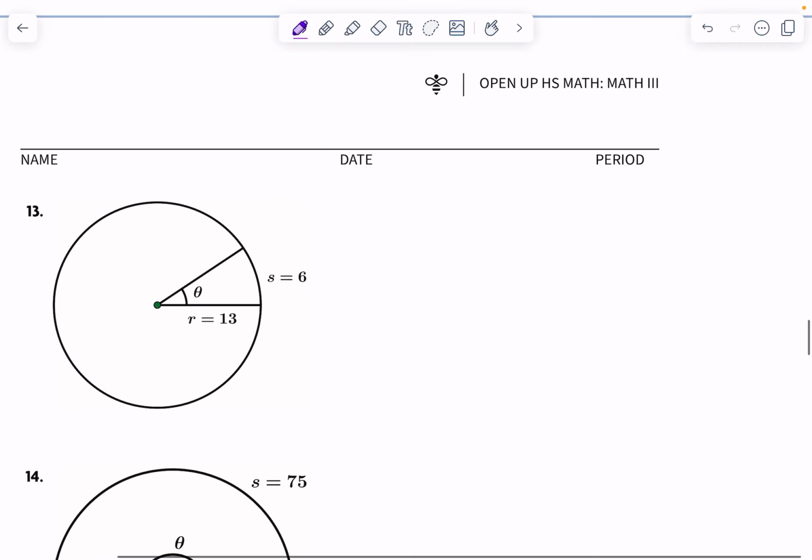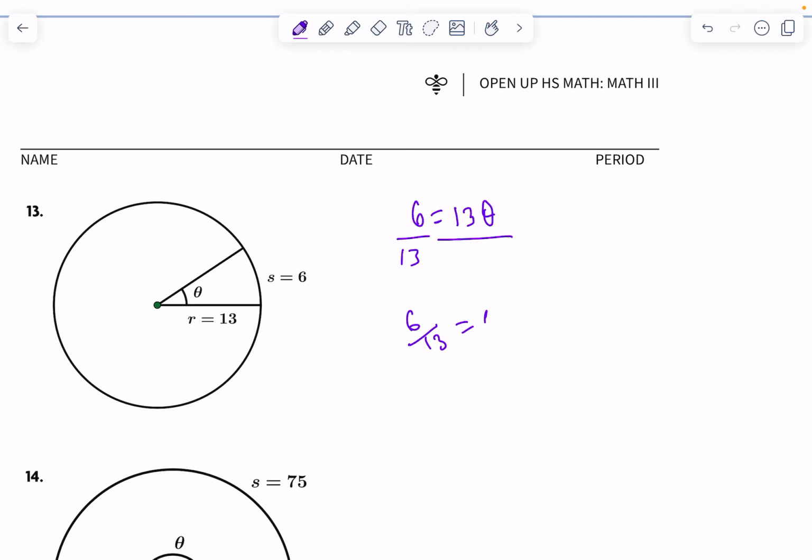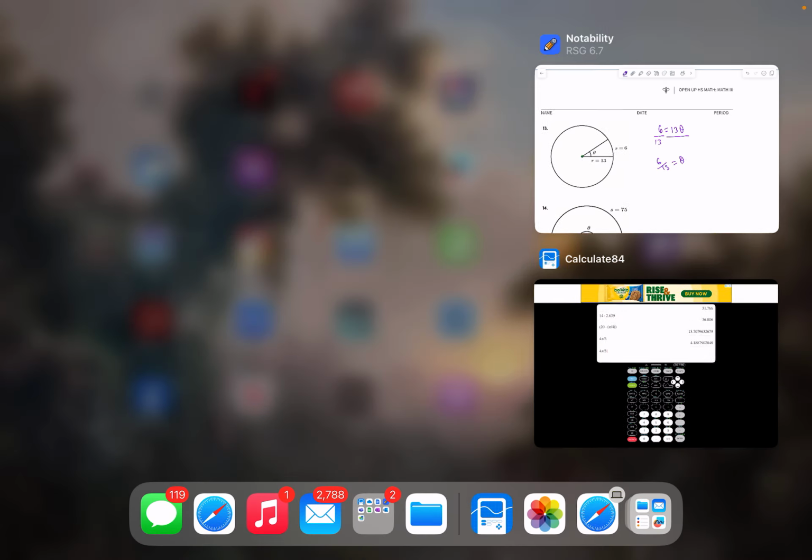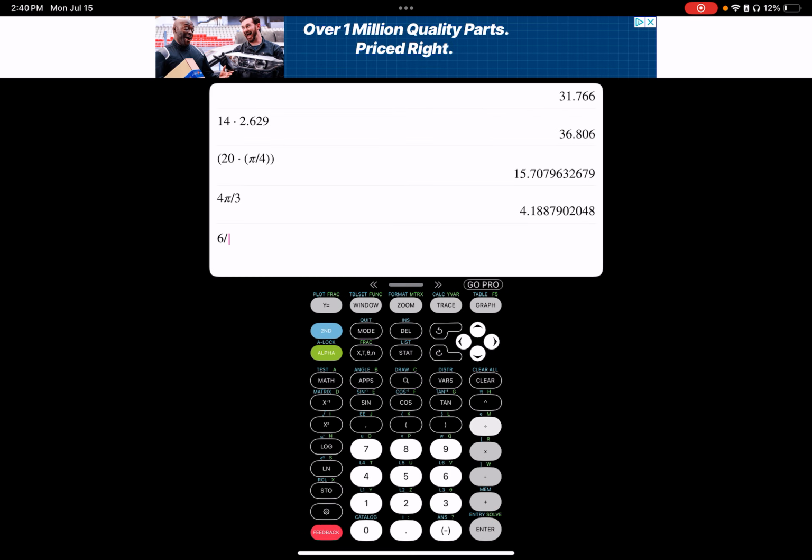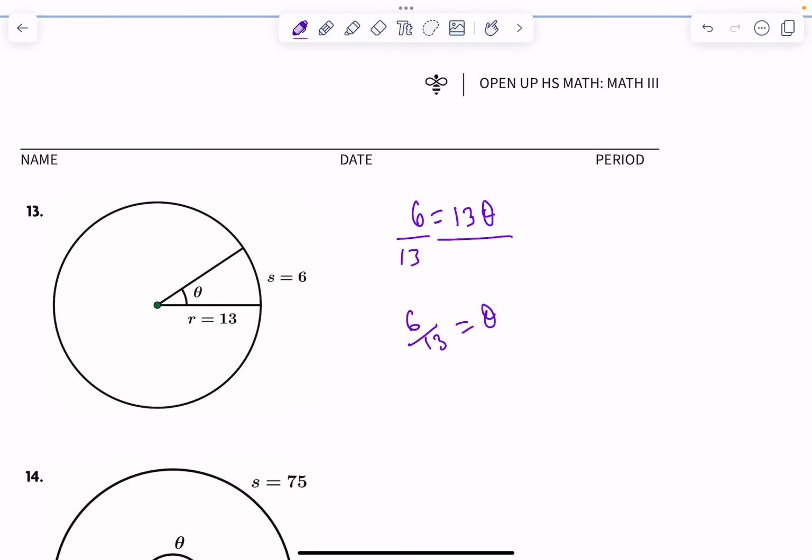Number 13, same concept. 6 is equal to my radius of 13 times theta. Now I divide both sides by 13. What I do to one side, I do to the other. So 6 over 13 equals theta, and that's in radians. It's a little bit under 0.5: 6 divided by 13 is 0.462 radians.